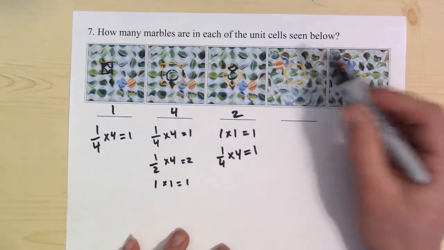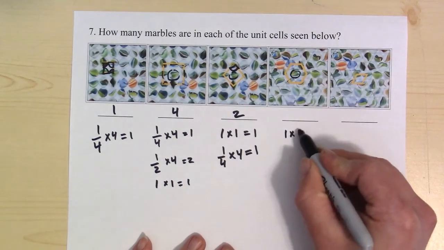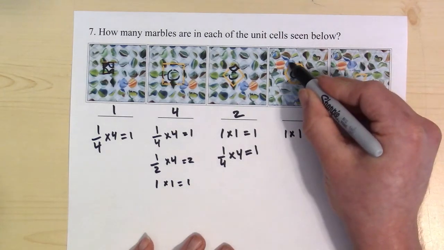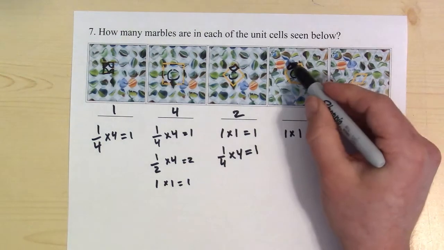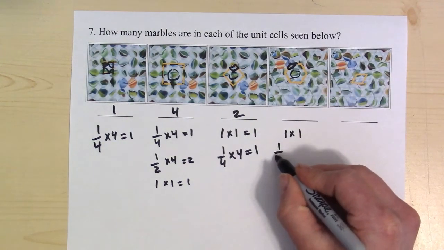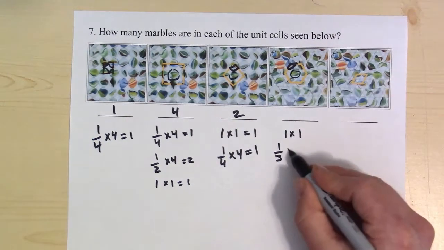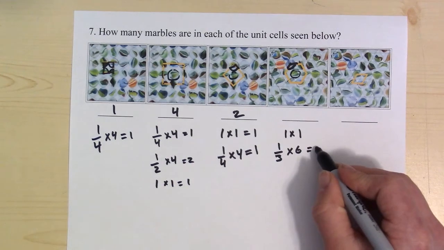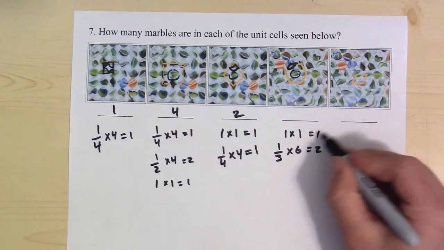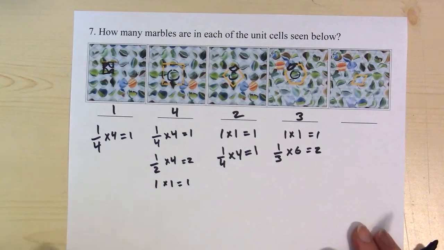In this hexagon unit cell, there's again a central marble. And now we have kind of an irregular angle here, so that's 1/3 of a marble. And there are 6 corners on our hexagon, so that's going to be 1/3 times 6. That is equal to 2. And 1 times 1 is 1, so there are 3 marbles in this hexagon unit cell.